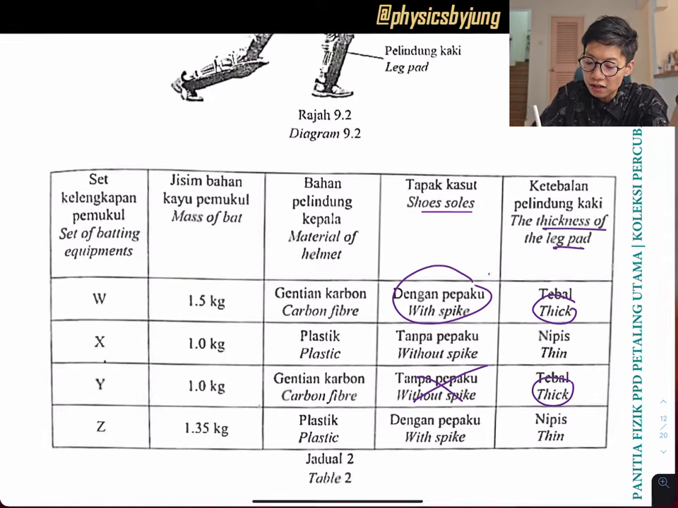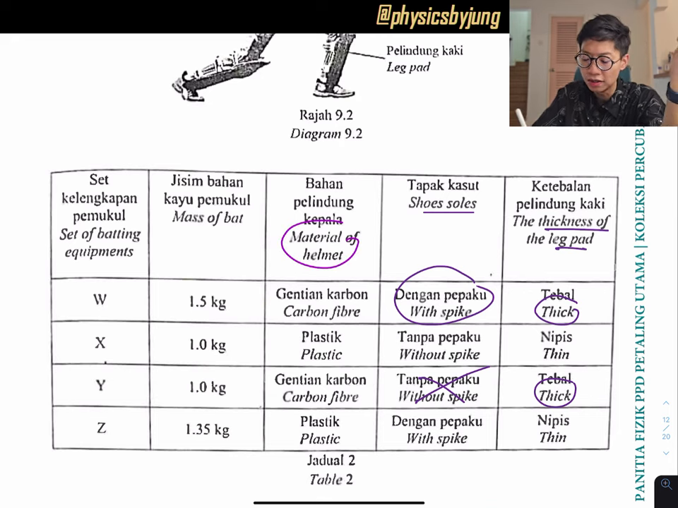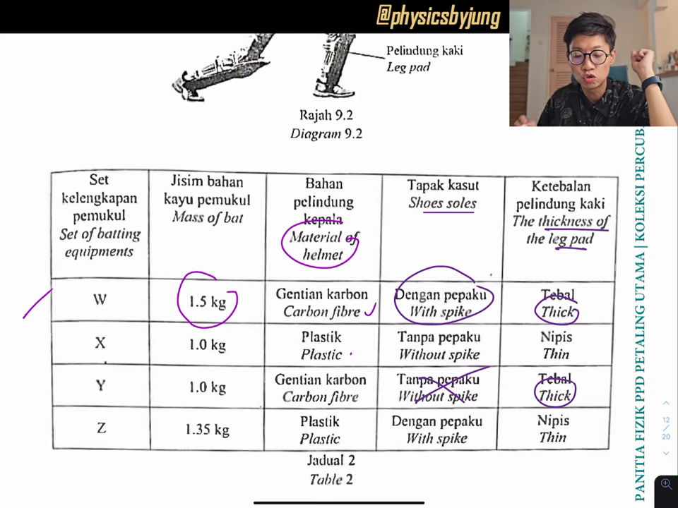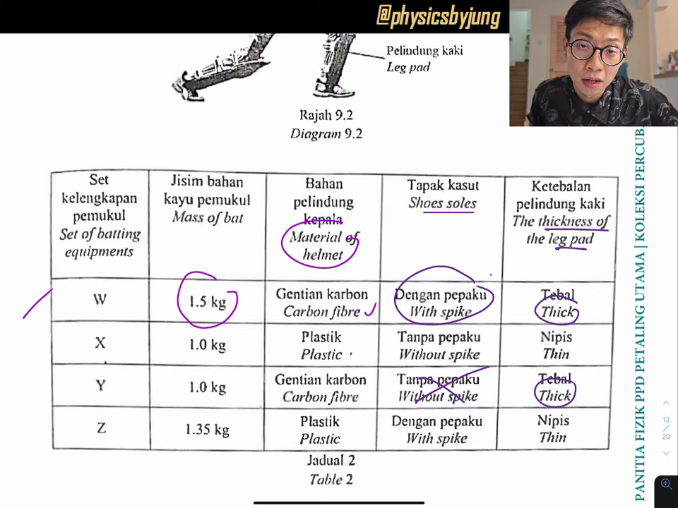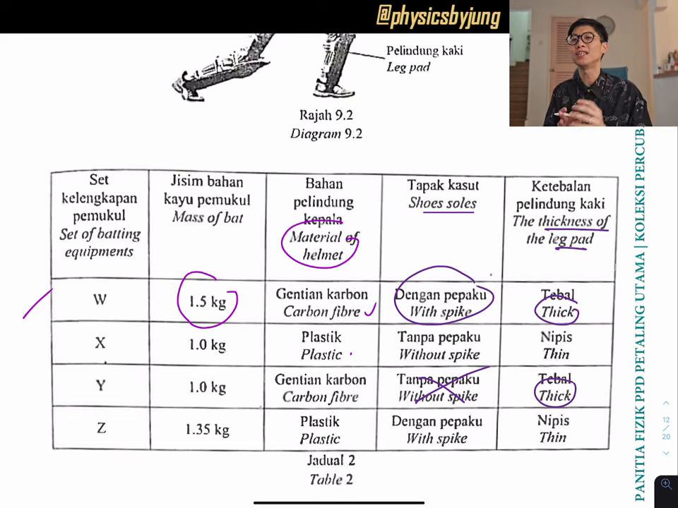And then obviously a helmet with carbon fiber material. Definitely, if you compare, plastic is the inferior material. Therefore the mass of the bat is 1.5 kg, so my batting equipment is W. I bet some of you here accidentally chose the lighter ones. Maybe you would choose X or Y.